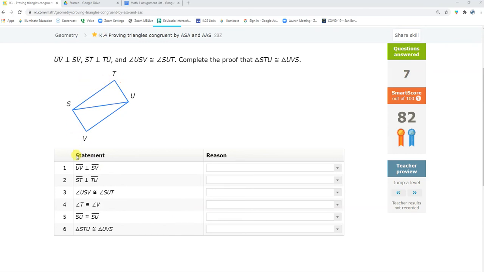All right. UV is perpendicular to SV. UV, SV, perpendicular, that's going to be a given. ST, TU, perpendicular, given. Angle USV with TUS, SUT, same thing, given.